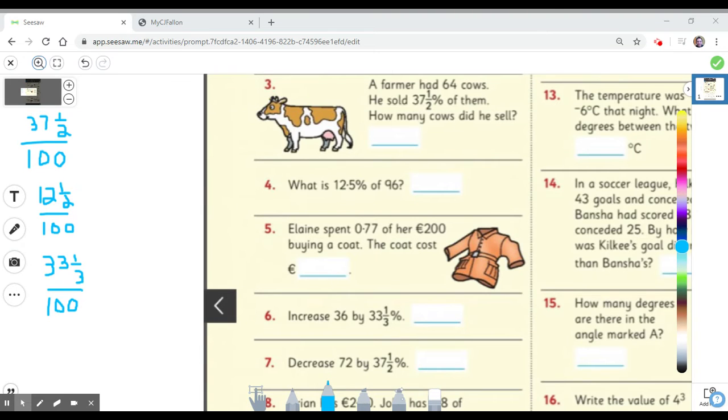So question 3. A farmer had 64 cows. He sold 37.5% of them. How many cows did he sell? Well, the key piece of information here is 37.5%.